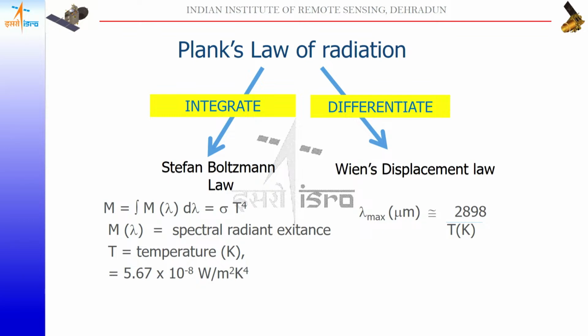While if you differentiate the Planck's law, you will see that the peak wavelength, the wavelength of peak emission, shifts towards the lower side as you increase the temperature. So this wavelength of peak emissivity is inversely proportional to temperature. This behavior is called Wien's displacement law. These are nothing but coming out from the Planck's law itself.